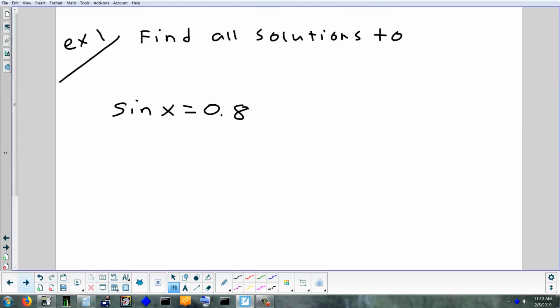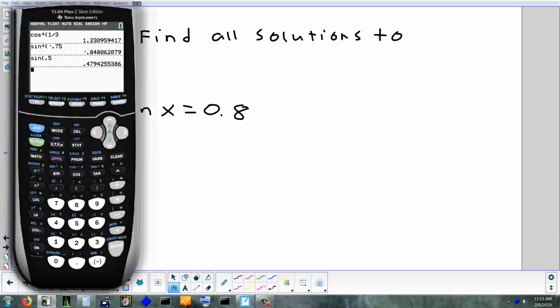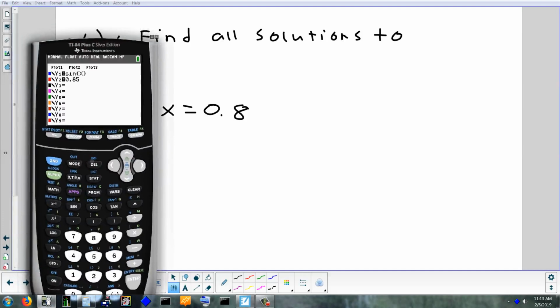Okay, so let's try this one. For today, you don't have to worry about thinking, okay, sine is positive in which quadrant? That's when we're doing it algebraically. We did that yesterday for simple ones. We're going to focus on graphical. So we're going to start with put sine in y1. It's already there. And put 0.8 in y2.